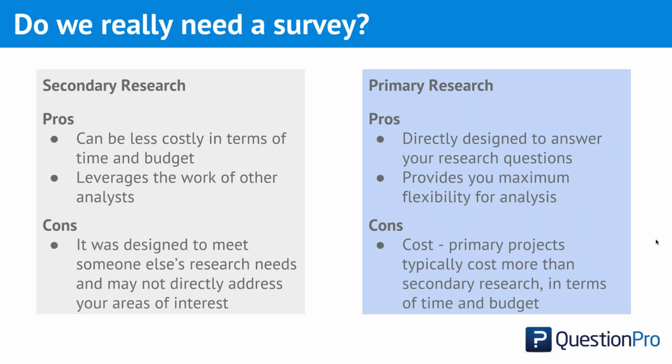On the other side of the coin is primary research, and that's research that we design and we direct. Again, it comes from the perspective of being able to directly answer your research questions. It also gives you the maximum flexibility for data analysis. You're not limited to just the data generated by somebody else. On the downside, they cost more. Invariably, a primary project will cost more than strictly doing secondary research, and that is in terms of both time and budget.